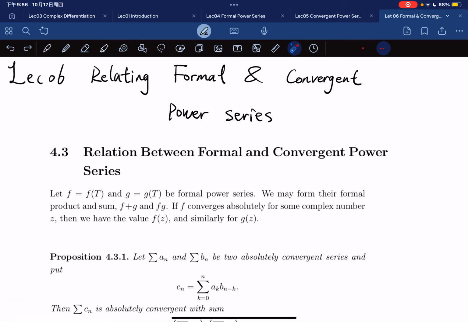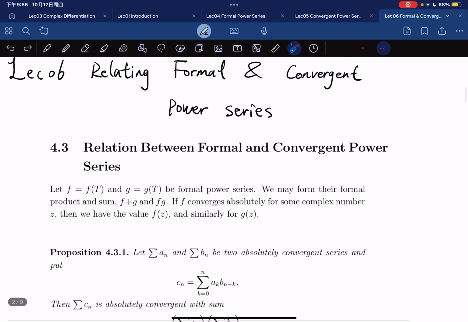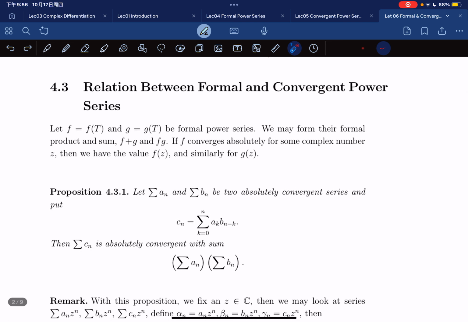Okay, in the last lecture, we talked about the convergence of power series and formal power series. In this lecture, we're going to relate them. Given two formal power series, we may form their formal product and formal sum. If f converges absolutely for some complex number z, we can substitute z and get a value, which we call f(z).